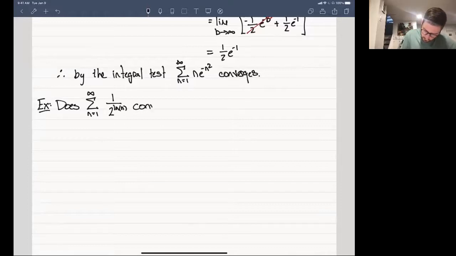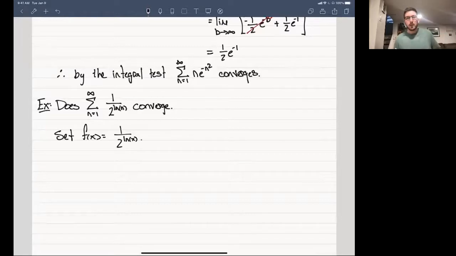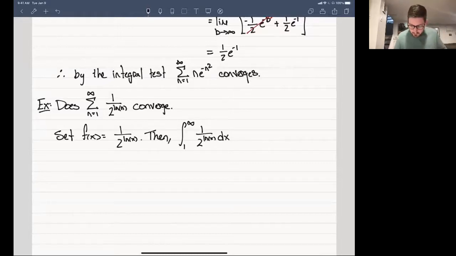Does this thing converge? Okay, so let's set f of x equal to 1/2 to the log of x, or the natural logarithm of x. In this case, we're going to do the same thing. So then we have an integral from 1 to infinity of f of x dx. That's 1/2 to the ln of x dx. In this case, we're going to have to do some substitution again.